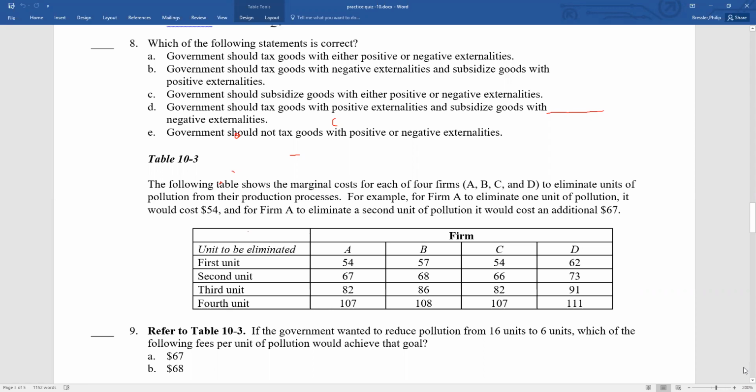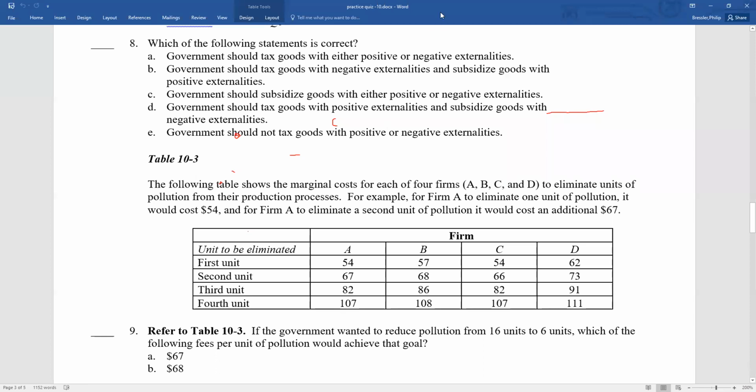The following table shows the marginal cost for each of the firms A, B, C, and D to eliminate units of pollution from their production process. For example, for firm A to eliminate 1 unit of pollution, it would cost $54. And for firm A to eliminate a second, it'd be 67. If the government wanted to eliminate 10 units, which of the following fees would work?